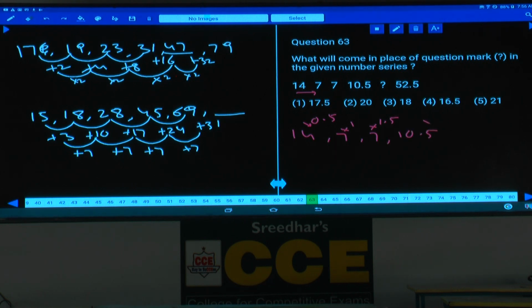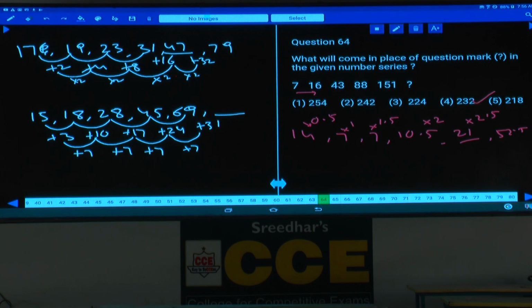And the next one into 2. 10.5 into 2 is so much? 21. And the next, 21 into 2.5, that is 42 plus 10.5, that is 52.5. Then what is the missing number here? The missing number is 21, and it is given in choice 5. Now question number 63, choice 5 is the answer.